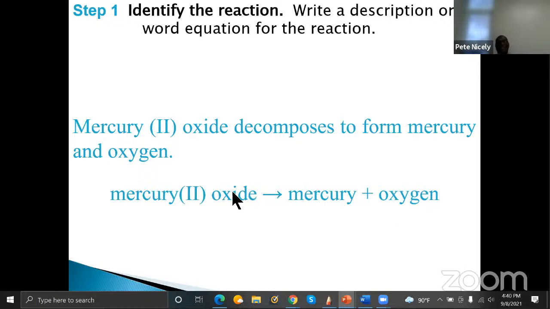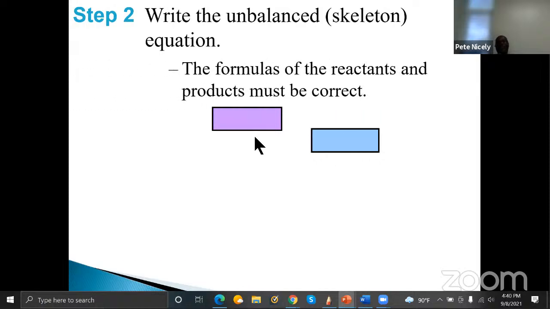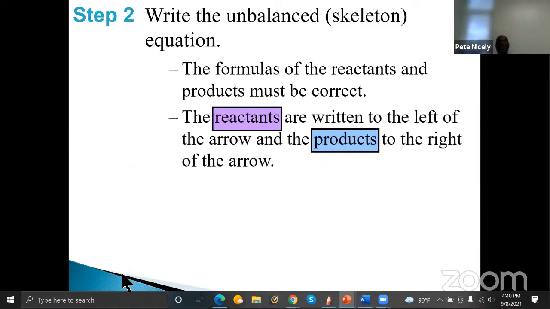So this is basically the same thing. The only difference is that we're writing it in an equation form, but we're not using symbols. We're using the actual names of the different substances involved as reactants and products, all right? Then we write an unbalanced equation for the reaction. In this case, we have to make sure that the formulas are correct for both the reactants and the products. The reactants are written on the left side of the arrow, and the products will be placed on the right side of the arrow.